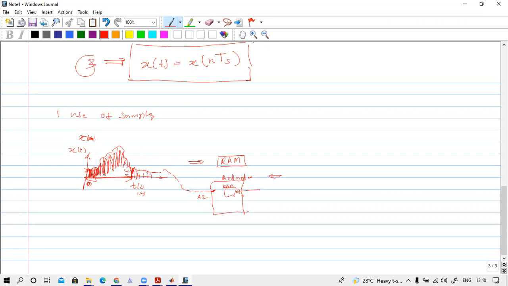So practically we can't do it. This is a digital system, and practically in a digital system we can't record this kind of continuous signal. That is very clear. In a digital system, we can't store the analog signal. So what is the solution?